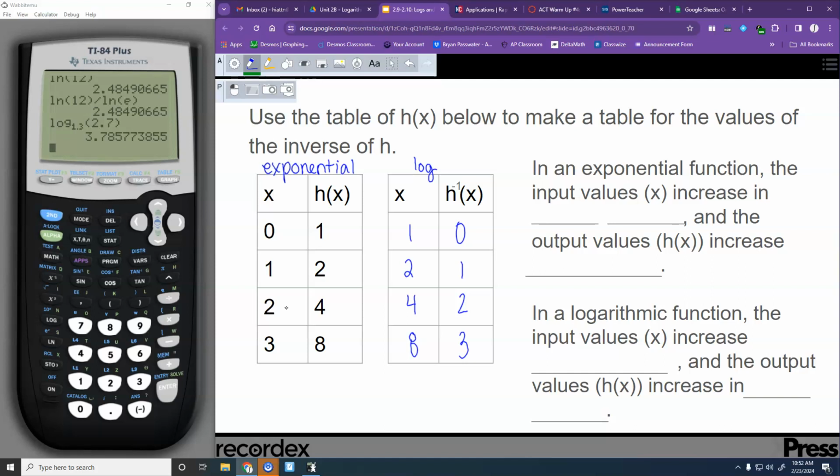We've talked about linear, it has a constant rate of change. A quadratic, that second difference is going to be constant. Exponentials, you can multiply by a number. Now they might throw logs in there as well. So in an exponential, the input values increase in equal intervals. So input values are increasing by that same amount. The output values increase multiplicatively.